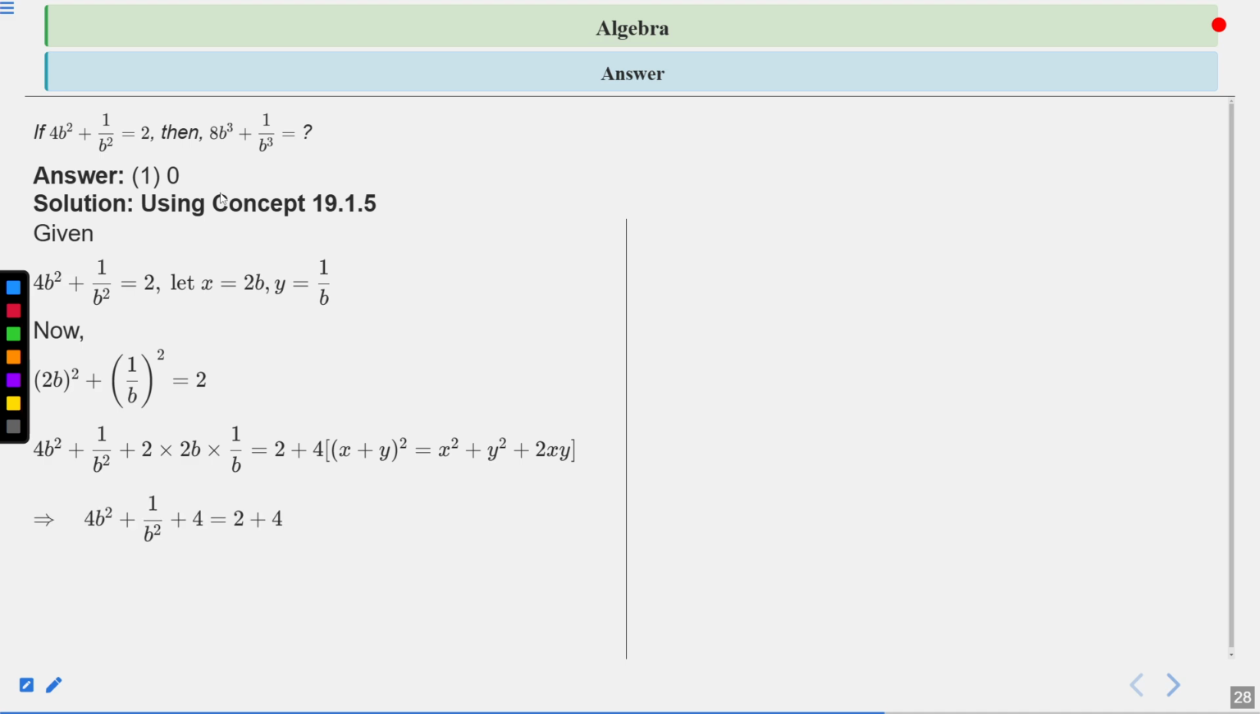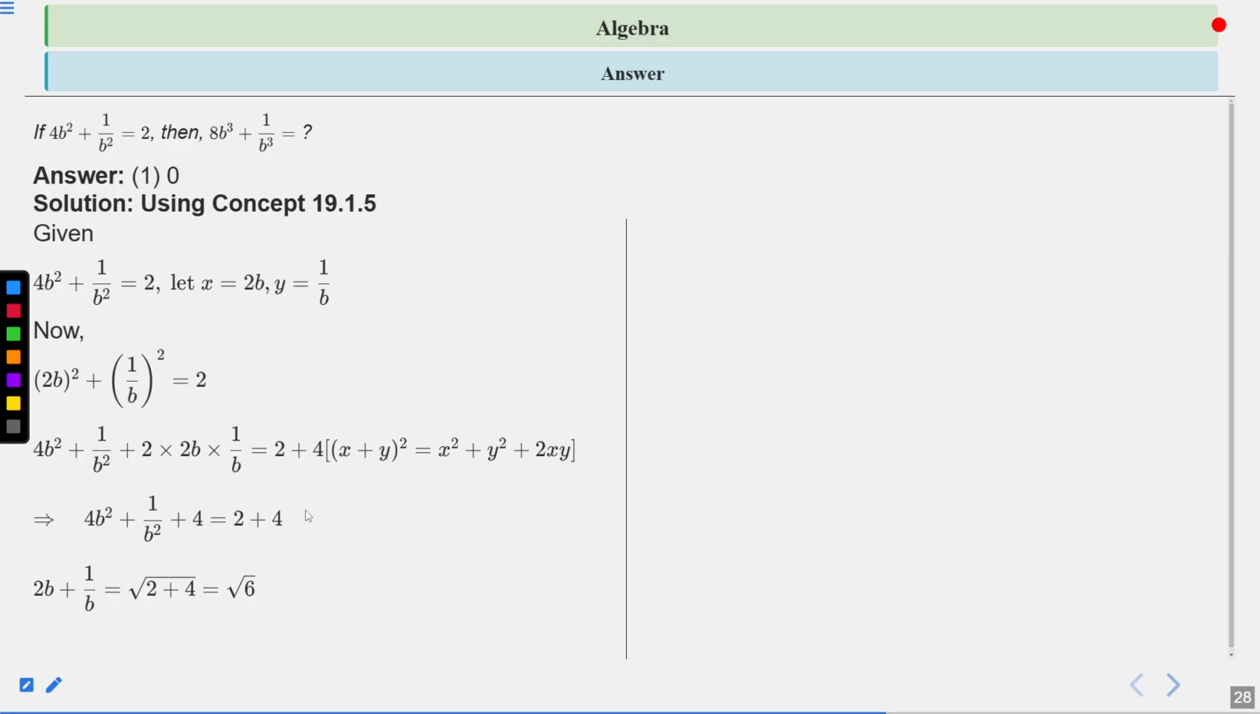When we simplify, we get 4b square plus 1 upon b square plus 4, which equals 2 plus 4. When we simplify it, we get 2b plus 1 upon b, which equals under root 2 plus 4, or we can say 6. So we can say under root 6.